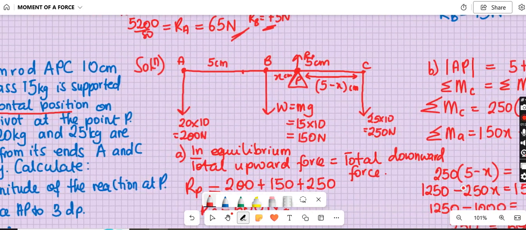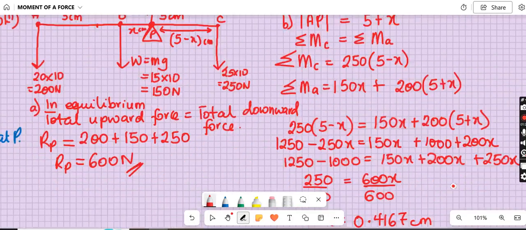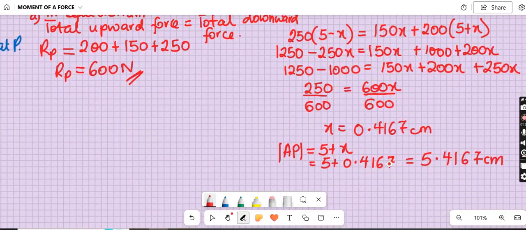We were told, let's go back to our question, to correct it to 3 decimal places. So let's look at it. We have 1, 2, 3. This should be approximately 5.417 centimeters. And this is our solution. Try your hands on this and some other problems.